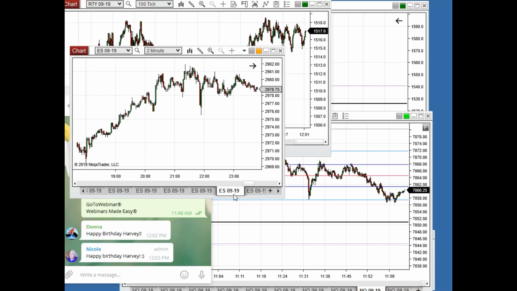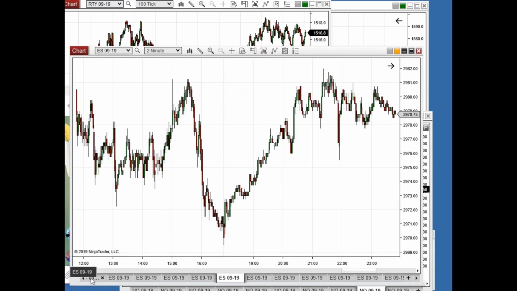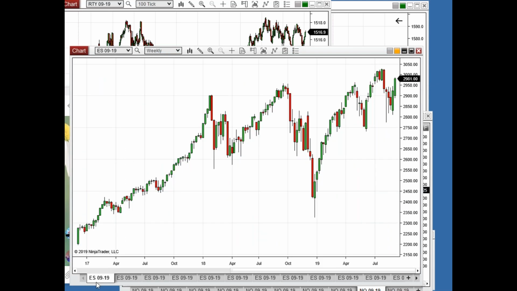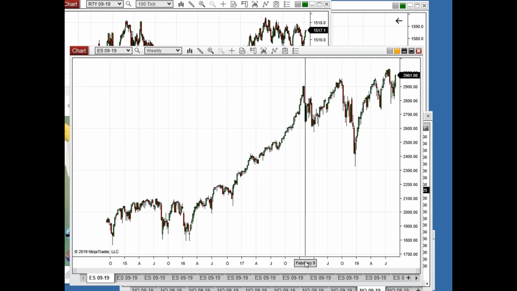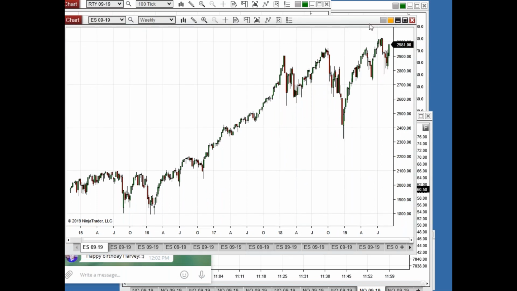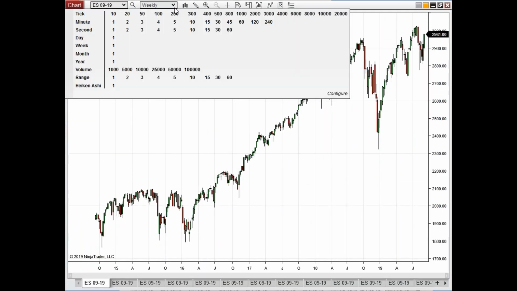All right, here is the S&P. I'm going to go up to larger time frames. I want to start out taking a look at what we've got going on on a much bigger scale here. So I'll make this full screen for us. I'm going to start on the monthly.